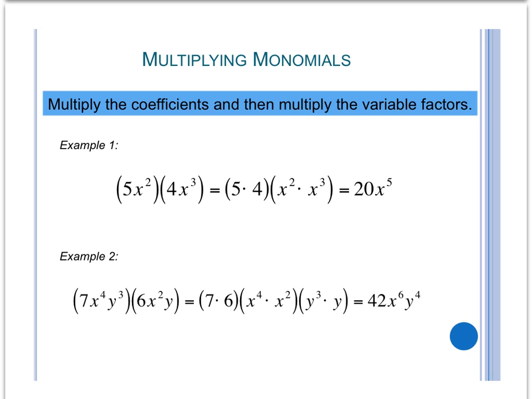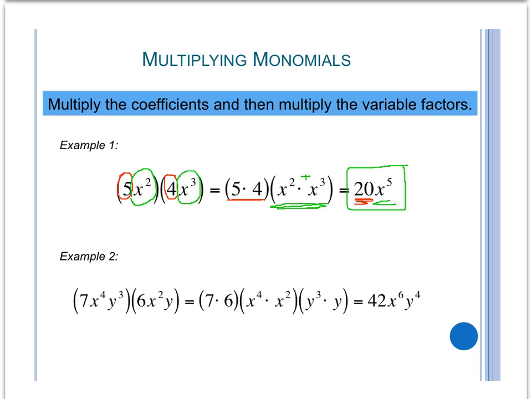So as we see in example 1, the coefficients are 5 and 4. So we first multiply the 5 and 4 together, and that leaves us with this 20. Then we want to look at the variable factors, and the variable factors in this case are x squared and x to the third. So we multiply those together. And remember, when multiplying two terms that have like bases, you just add those exponents. So x to the second times x to the third gives us x to the fifth. So our final answer is 20x to the fifth.